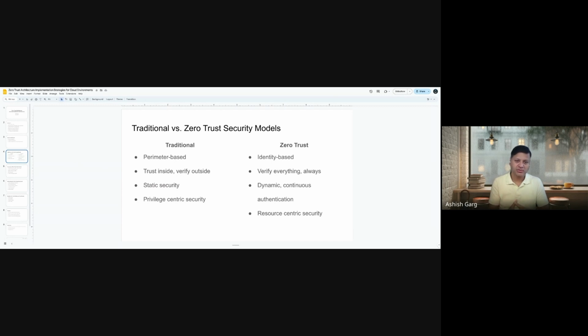Obviously, traditional models were static. You define certain rules, you define certain parameters, and you go around that. Zero trust models are more dynamic, with continuous authentication, and you keep evolving based on your business needs. Traditional models have privilege-centric security. You have these privileges and you go and do whatever. Zero trust is more resource-centric, so it could be data, application, network. Based on what resource you are trying to access, your security parameters and policies are built around that.